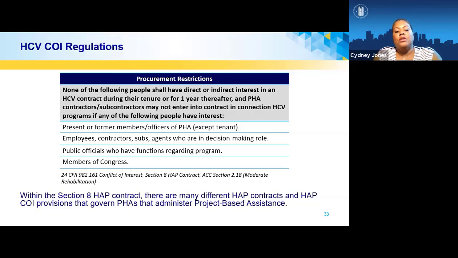Now, again, these conflicts also apply to the mod rehab program if your housing authority administers that as well. Again, direct or indirect oversight of the program during their tenure or for 1 year thereafter. An employee, member, officer, or other public official should not enter into a contract. Same rules hold true for project-based vouchers as well. Let's take a look at the next slide.